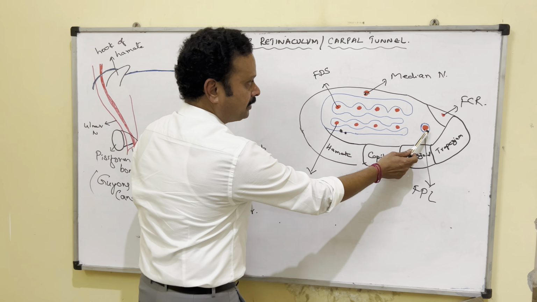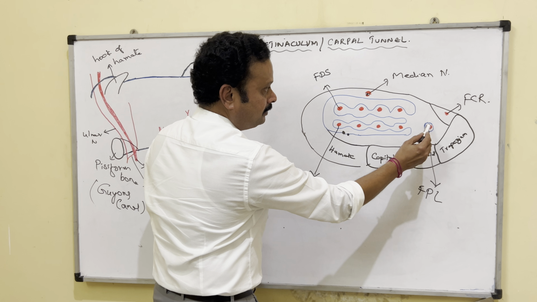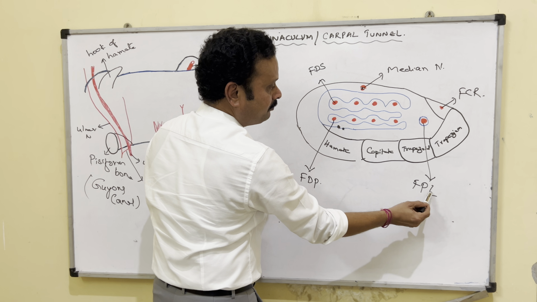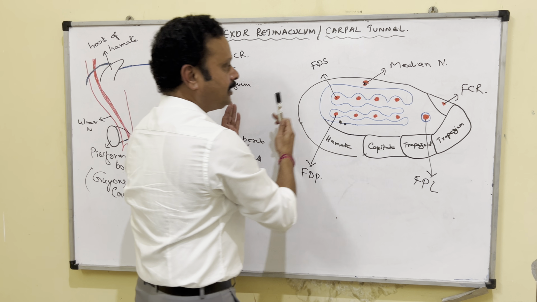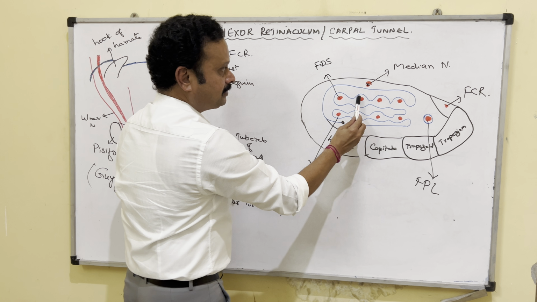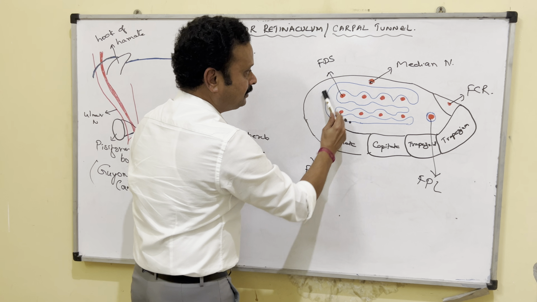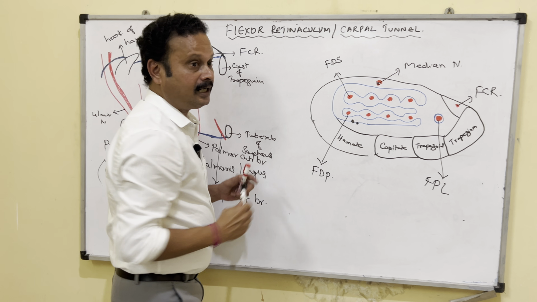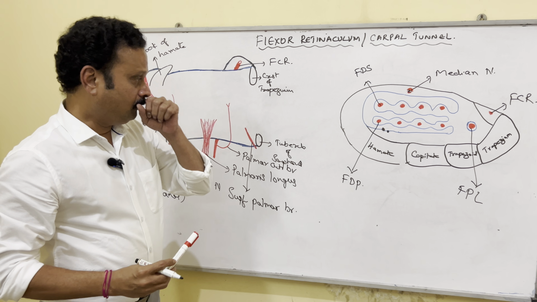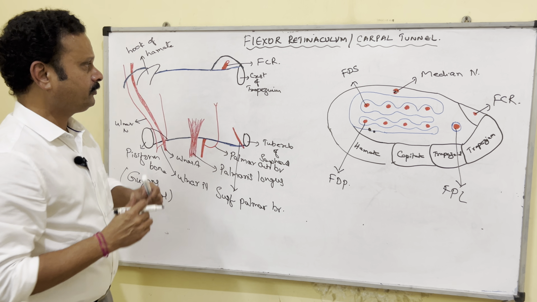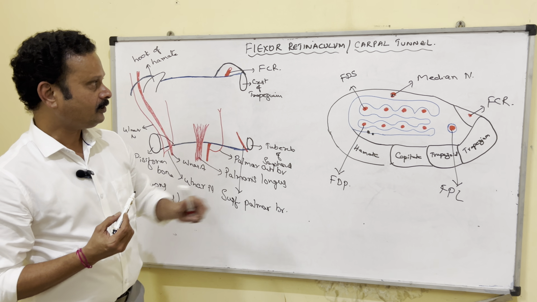We find two bursae here. Along the lateral side, this is the radial bursa, which is present around the flexor pollicis longus. Similarly along the medial side, the bursa present around these 4 tendons of superficialis and profundus we call the ulnar bursa. These are the two bursae in relation to the carpal tunnel. Now coming to the applied anatomy or clinical aspects.